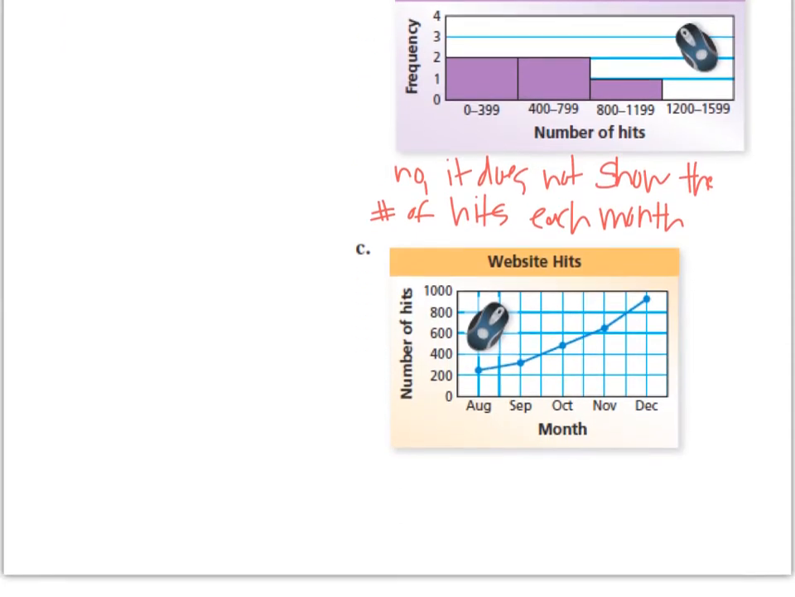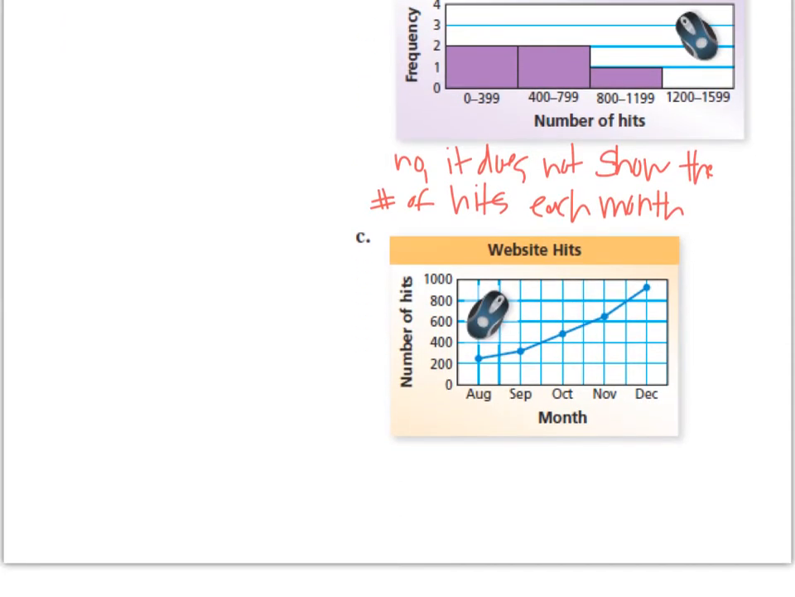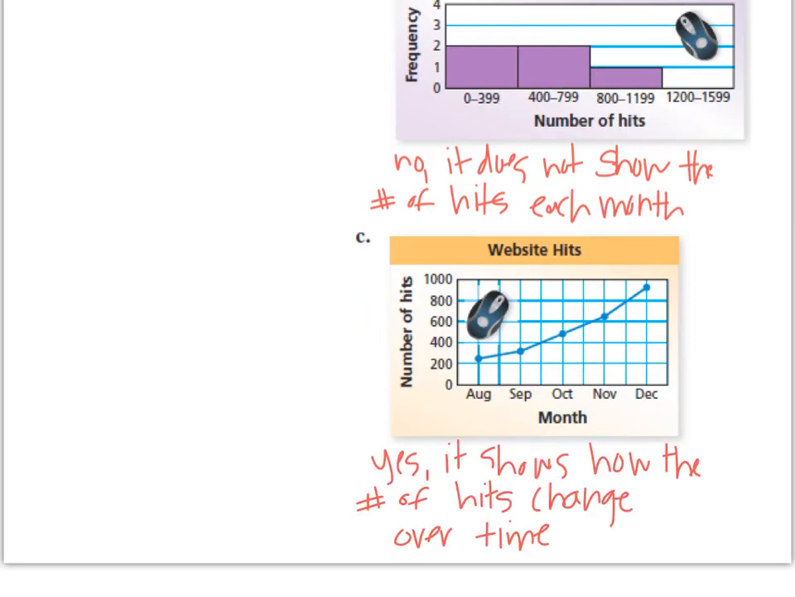And letter C is a line graph. And the line graph is actually, in my opinion, the best graph because it shows change over time. And what we want to do is we want to see, is this website getting more traction on the internet? Are more people going to it? So this I definitely think is an appropriate display. So I said, yes, it shows how the number of hits change over time. And I'm going to circle it because I like this one the best.